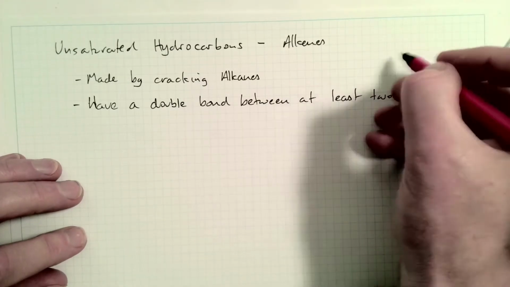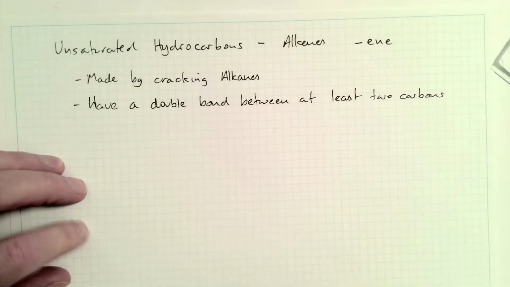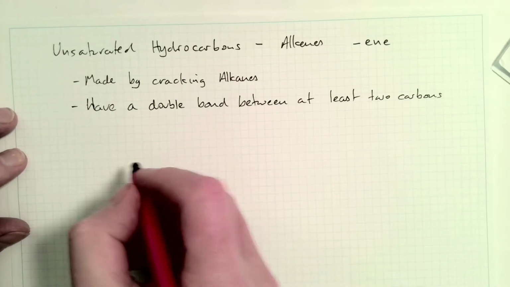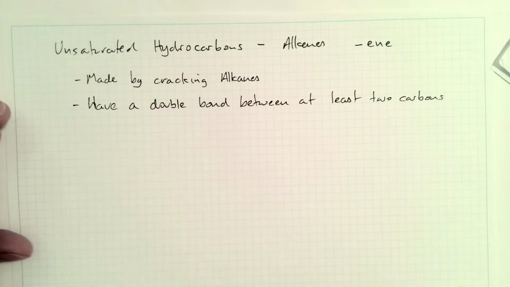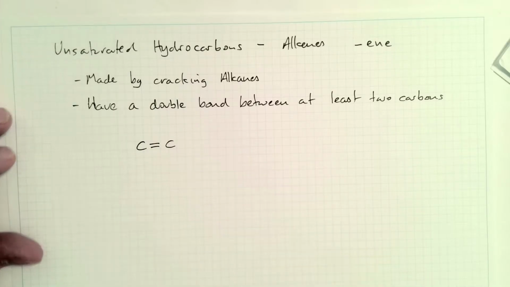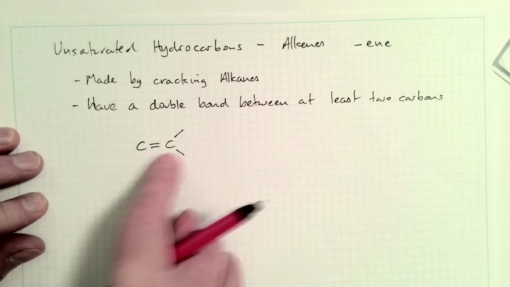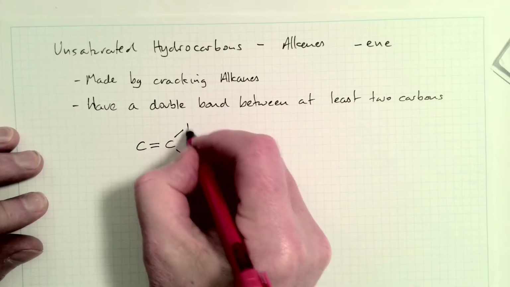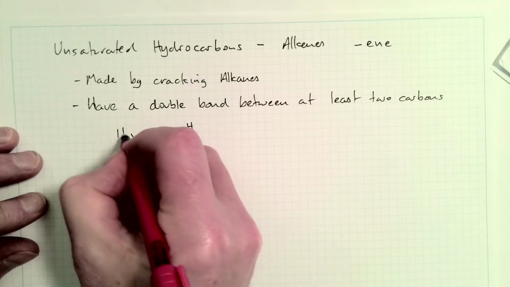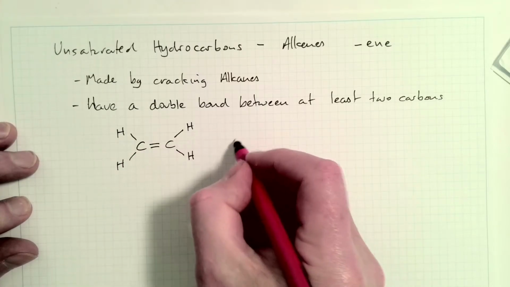They have a double bond between at least two carbons. So these things have the E-N-E ending, okay? And the simplest one of them is, we'll just draw it. Remember, it's just two carbons. You can't have a double bond with only one carbon. So we can do this, and there's our double bond between our two carbons. Because you have used up two bonds from each carbon in the double bond, you can only get one hydrogen onto each of the other two bonds. And so our formula is going to be C2H4.